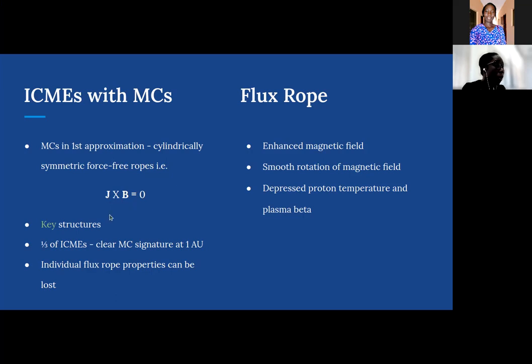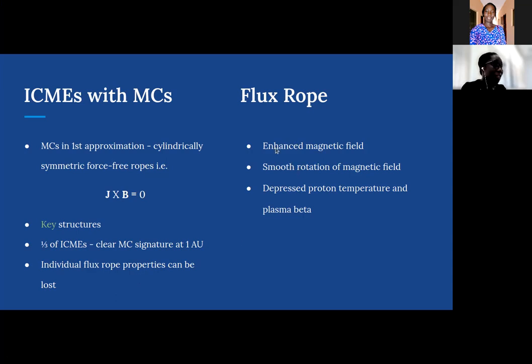Now, it is important to identify ICMEs that contain magnetic clouds because they are often responsible for strong geospace storms, and they also provide a link to properties of the erupting CME and source conditions at the sun. So now we know that about 1/3 of ICMEs at 1 AU have a clear MC signature, and sometimes these flux rope properties can be lost. So how do we identify a flux rope?